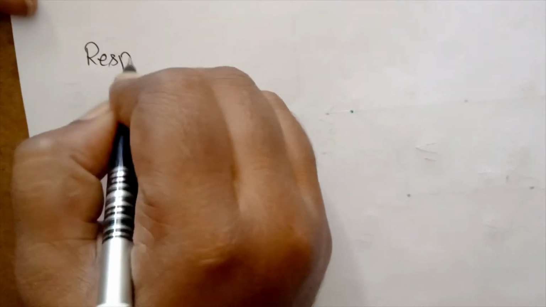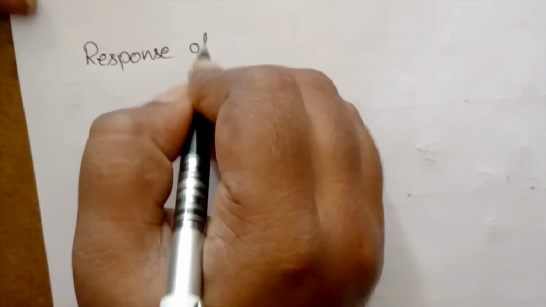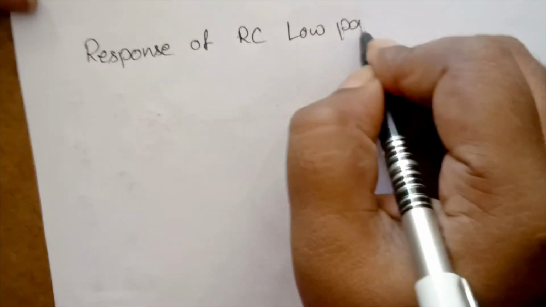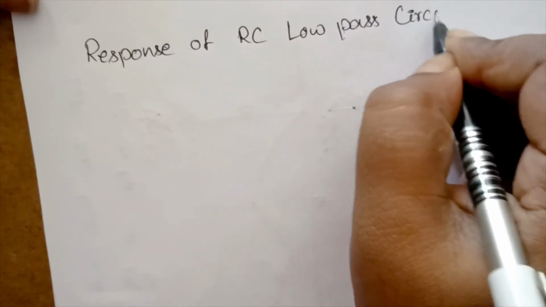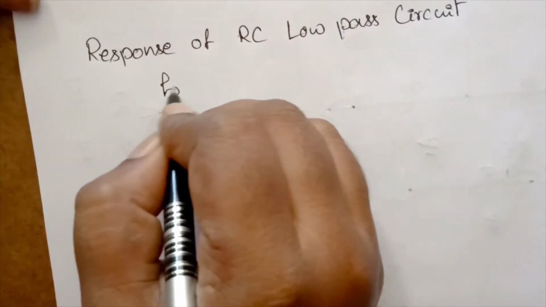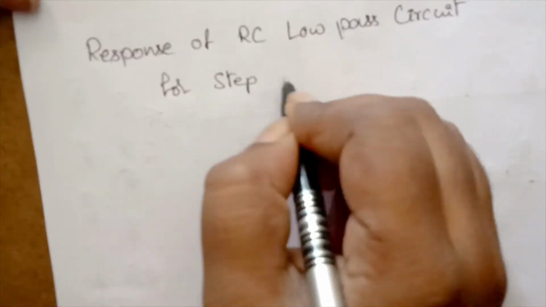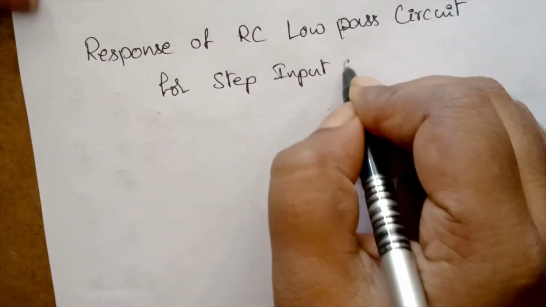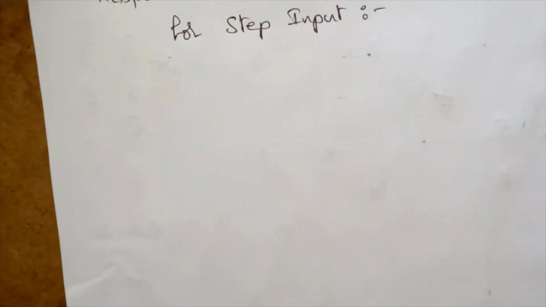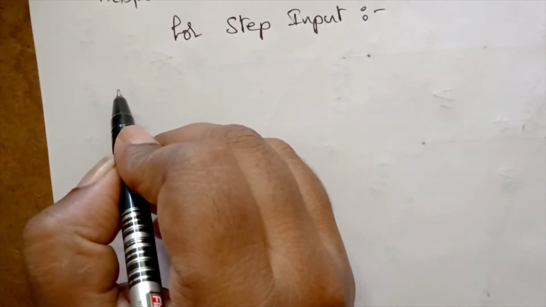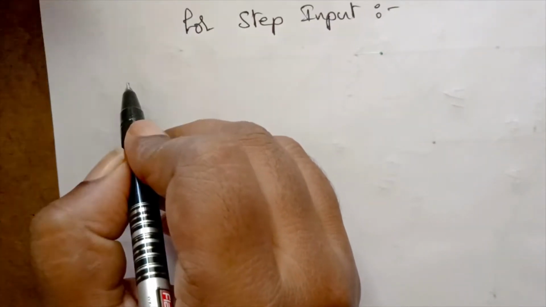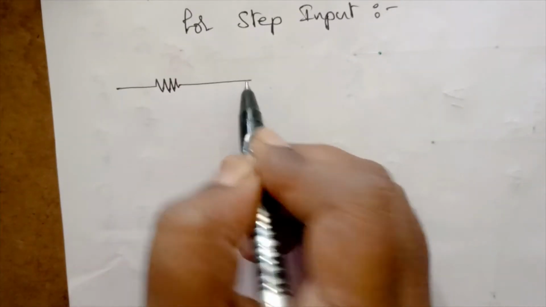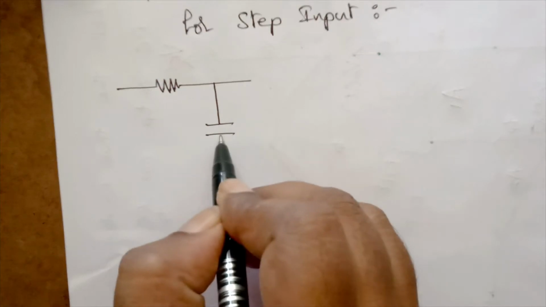Response of RC low pass circuit for step input. So first we know that the low pass circuit consists of a resistor in series and a capacitor in parallel.